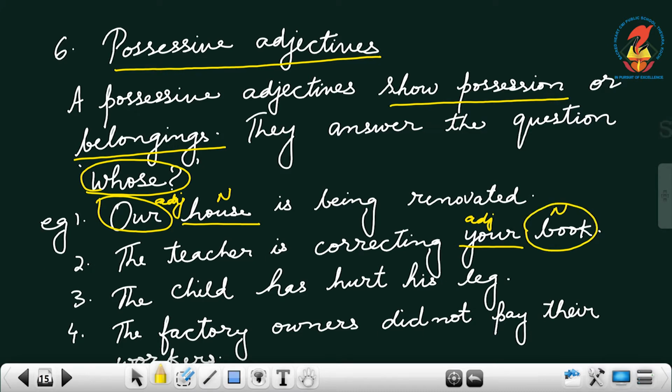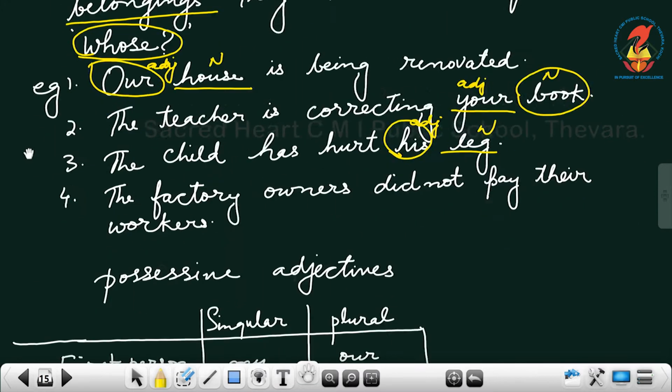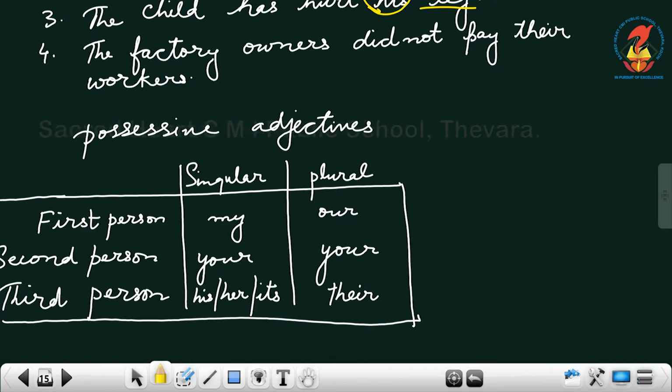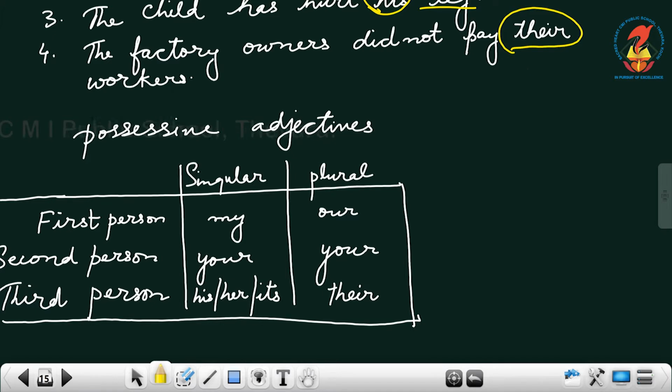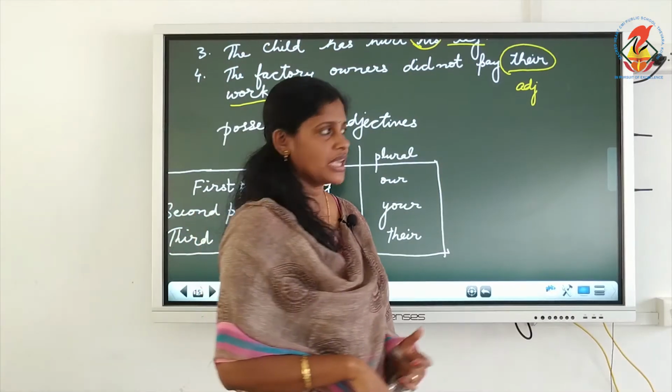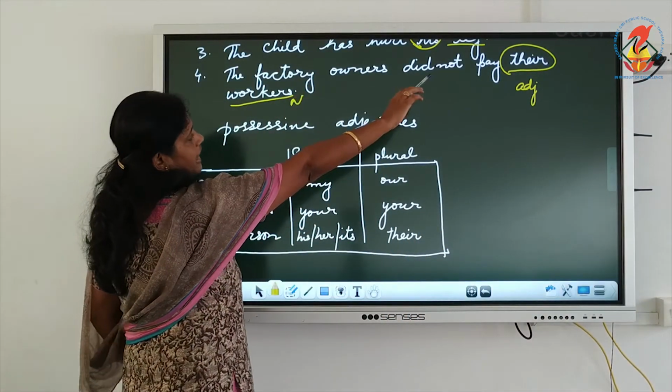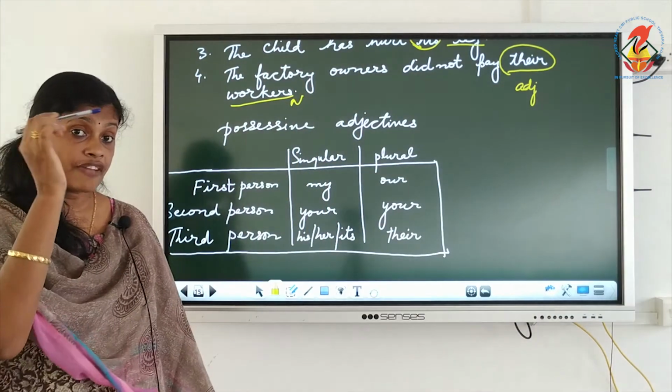Is it clear, children? The next one, the child has hurt his leg. Whose leg did he hurt? He has hurt his leg. So the word his is the adjective, and this is the noun. Okay. The factory owners did not pay their workers. So the factory owners, which workers did they not pay? Whose workers did they not pay? They did not pay their workers. So this is the adjective, children, and this is the noun which it is describing. The word their refers to the workers of the factory owners. Whose workers are these? Factory owners. They did not pay their workers. That means the factory owners' workers.